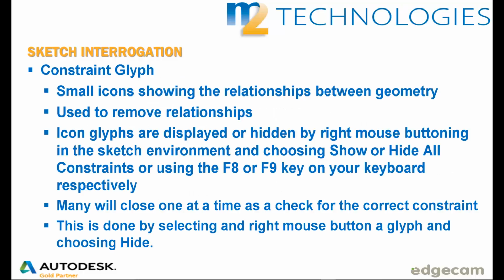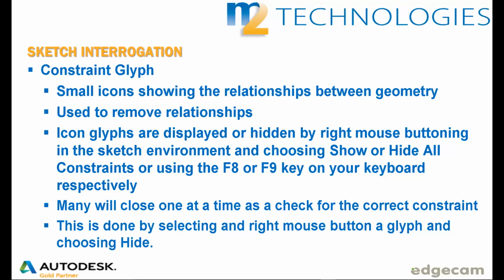The constraint glyph is another tool that we can use to understand how a sketch is constrained. These are small icons located next to the entity in which a constraint is placed. You can display these glyphs individually using the Show Constraints command located on the Constraint panel of the sketching toolbar. If you want to display all the constraints at once, you can right-click in the background of the sketch environment and select Show All Constraints. Or, to make it simpler, you could also use the F8 button and it will display all of them.